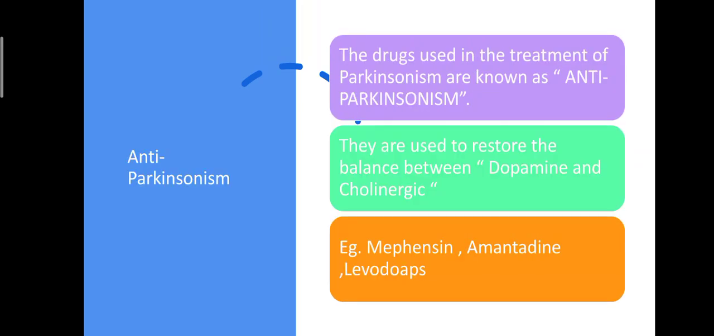We use anti-Parkinsonism drugs. What is anti-Parkinsonism? The drugs used in the treatment of Parkinsonism are known as anti-Parkinsonism. They are used to restore the balance between dopamine and cholinergic. Example of anti-Parkinsonism: methicillin, amantadine, levodopa, etc.